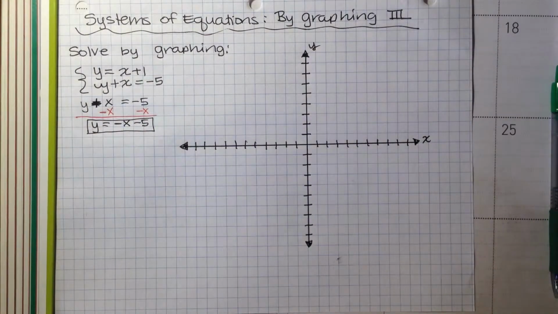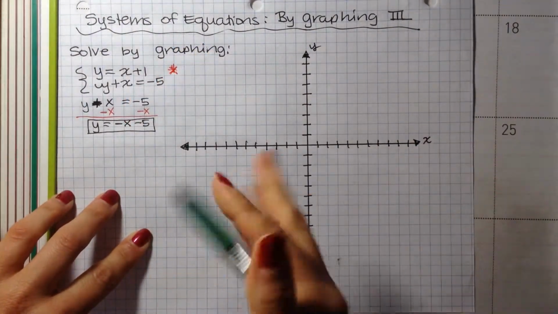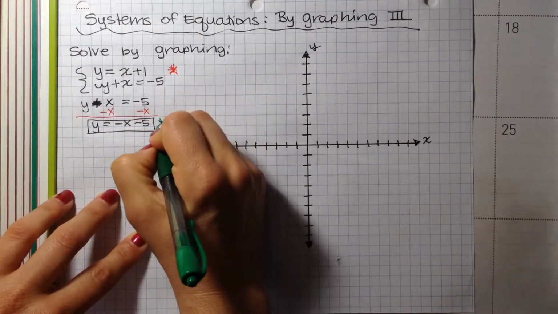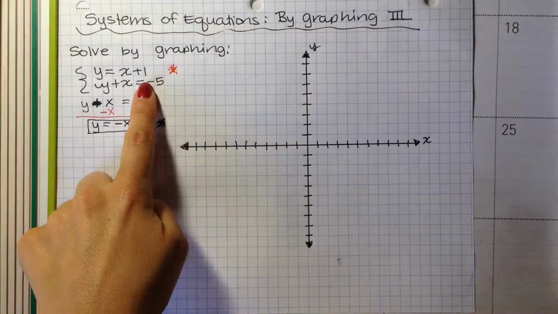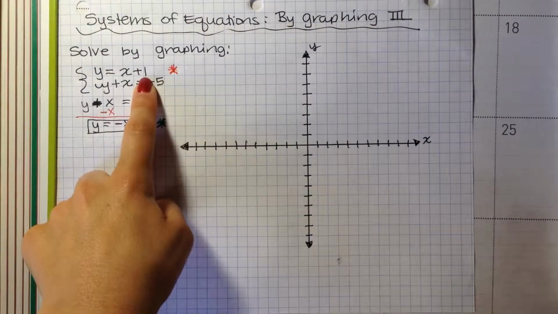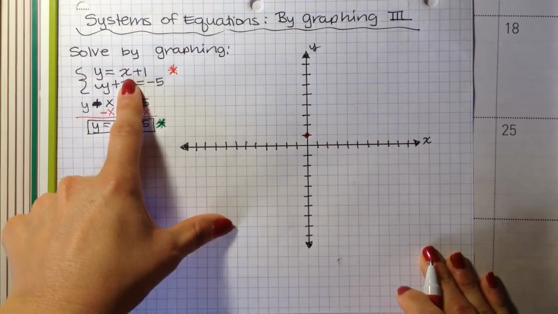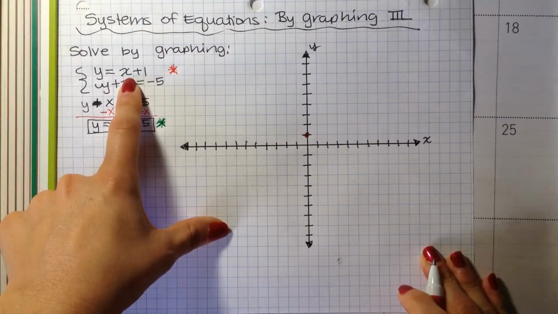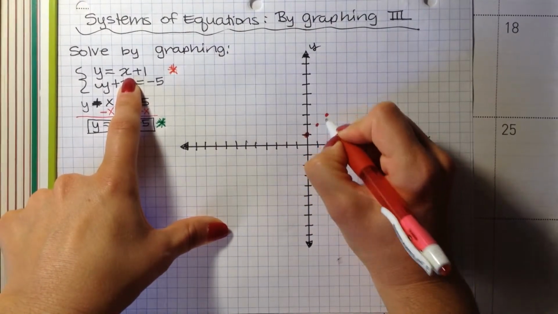And like before, I will make the first equation red and the second equation green. That way we can tell the difference between the two. Let's start with the first equation. Our y-intercept is going to be 1, so (0, 1). That's going to be right here. And our slope is 1, which means up 1 to the right 1, up 1 to the right 1, up 1 to the right 1.